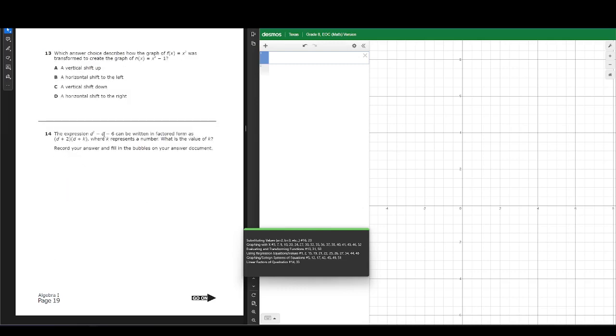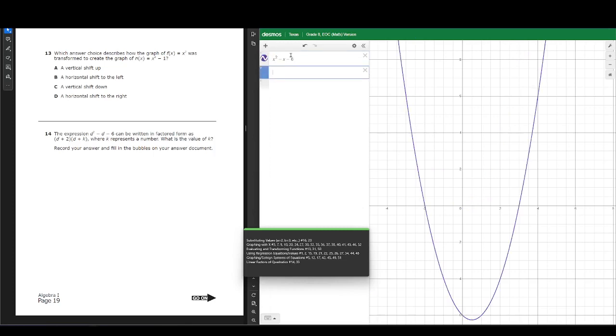On 14, we have a quadratic written with d's instead of x's, so we're going to change it for graphing to x's: x squared minus x minus 6. And it says one of the factors is d plus 2, and the other is d plus k. The thing I want to make sure you're aware of is if I knew the two factors, I could type x plus 2 and x minus 3, and I could see that the graph overlays perfectly. That's really helpful if you already know both of the factors. In this case, though, I don't. I only know the x plus 2.